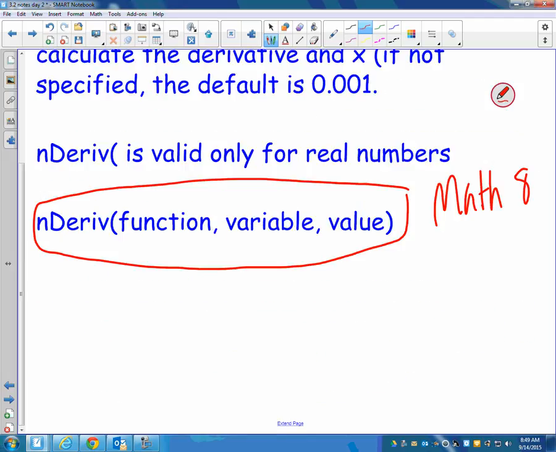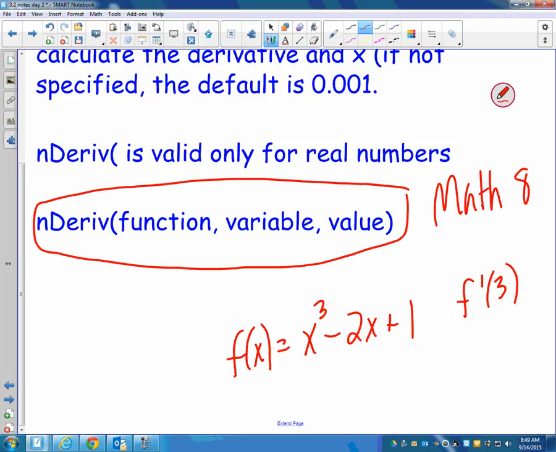So let's just say I wanted you to find the derivative of f of x equals x cubed minus 2x plus 1, and I wanted you to find f prime of 3. We could do that using the limit definition where we plug it in and do either the limit as x approaches 3, or as h approaches 0 and work it all out. But your calculator will also do it for you.